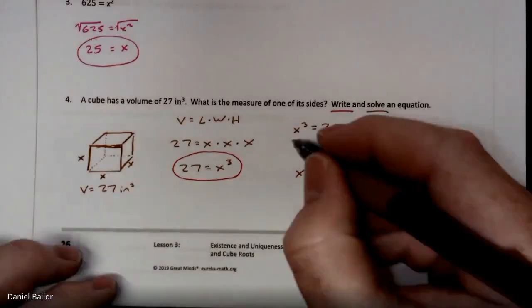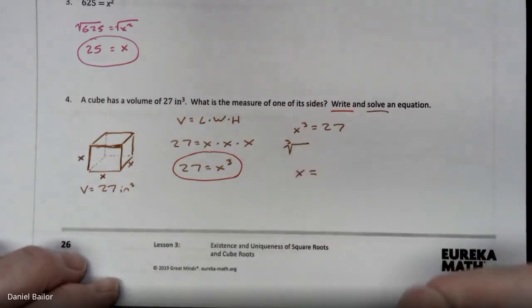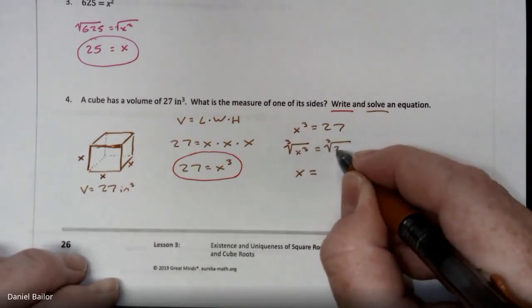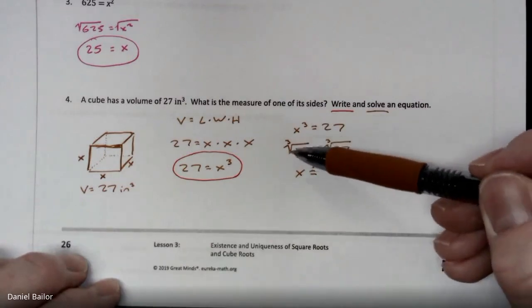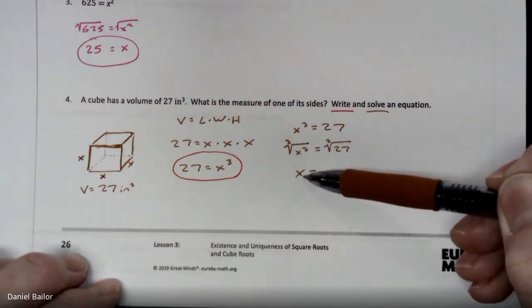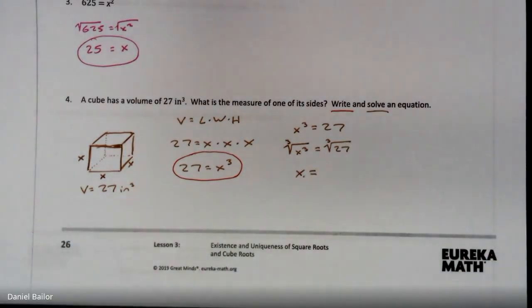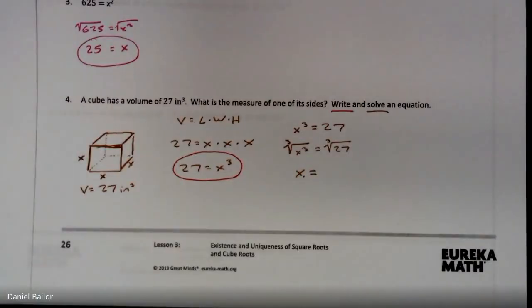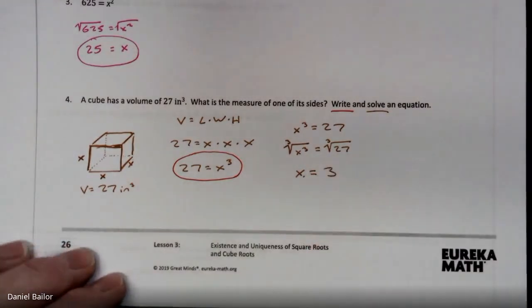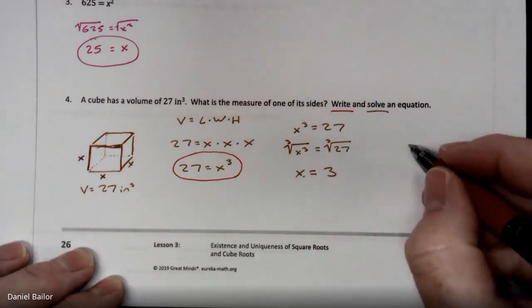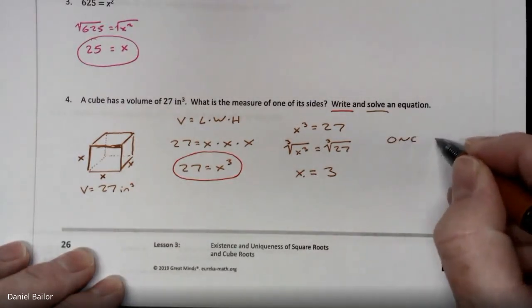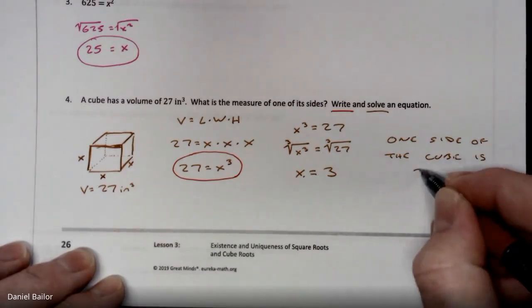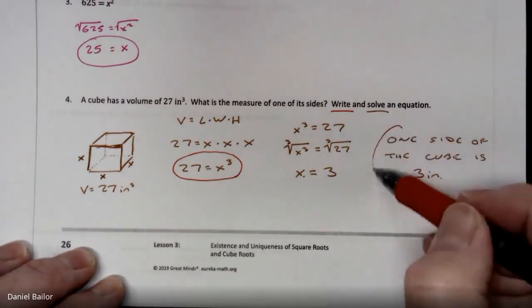So if I take the cube root, radical with a 3, of x cubed, I should also take the cube root of 27. So the cube root of x to the third is x. The cube root of 27, looking at the chart, looking for 27, cube root of 27 is 3. So x is 3. So our answer, one side of the cube is 3 inches. That is our answer.